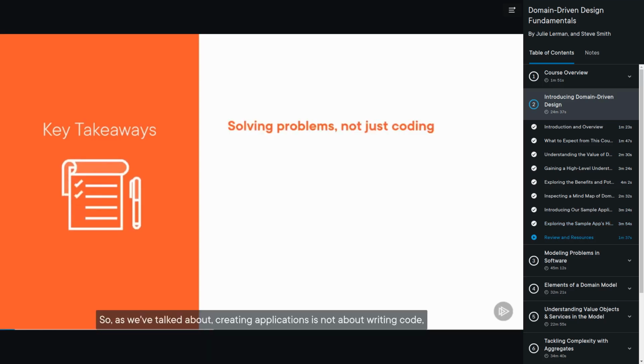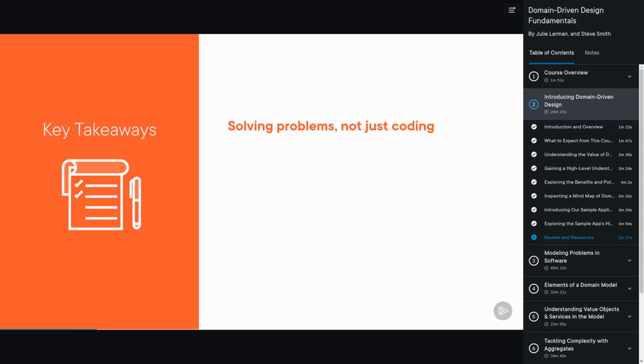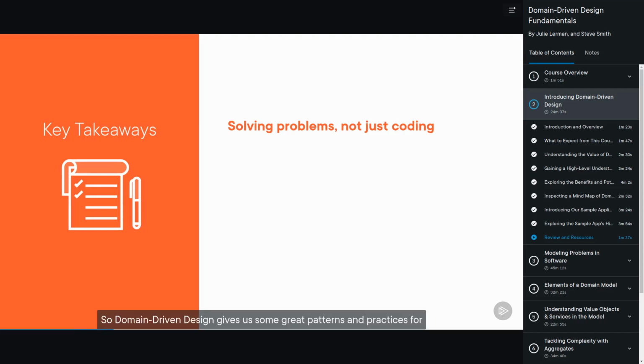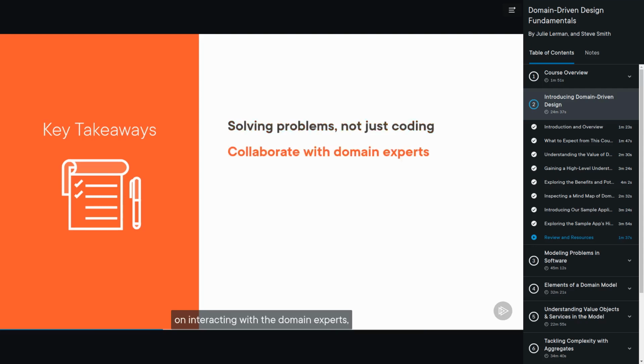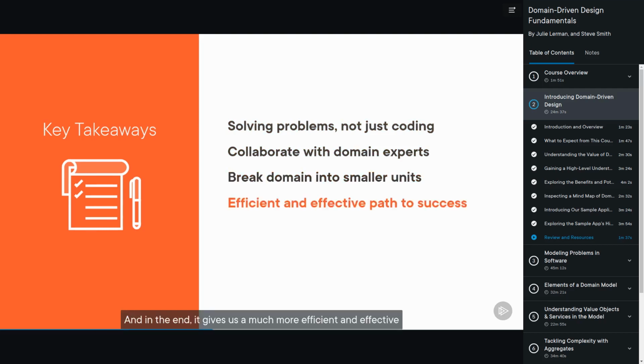So as we've talked about, creating applications is not about writing code, even though often that's a really, really fun part for us developers. But it's about solving problems. And the more complex the problems are, the more difficult the whole project becomes. So domain-driven design gives us some great patterns and practices for attacking these more complex problems. And they get us to really focus on interacting with the domain experts, breaking apart our domain and working on things in smaller units and in a very organized fashion. And in the end, it gives us a much more efficient and effective path to success in creating our solutions.